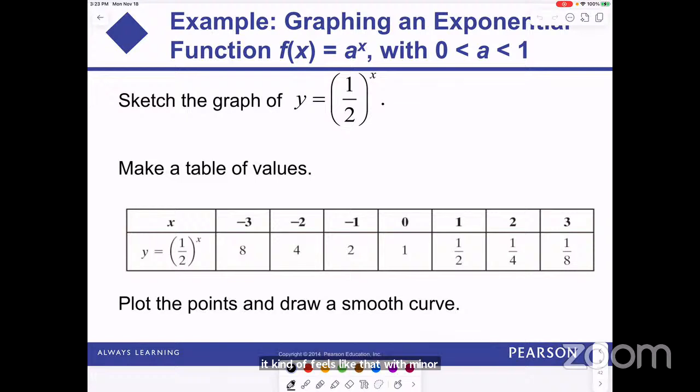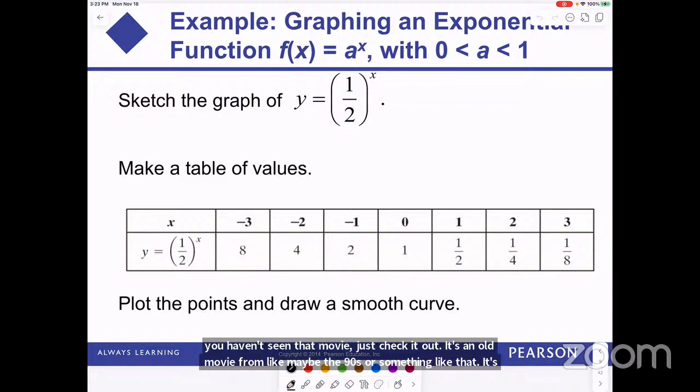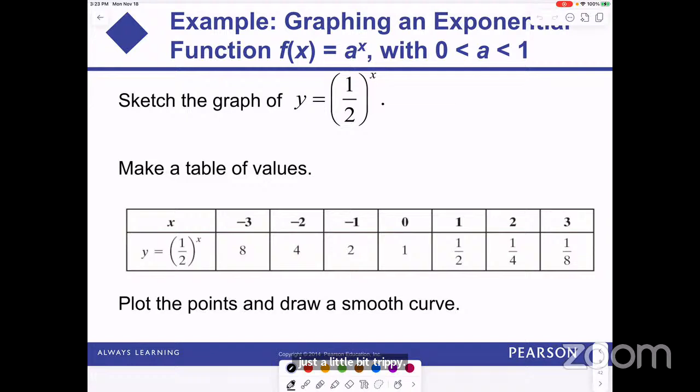So if you haven't seen that movie, just check it out. It's an old movie from maybe the 90s or something like that. It's a little bit trippy, kind of fun movie. But yeah, just thinking about consciousness and going to sleep and dreaming. It's like, how do you know you're not astral projecting and visiting another reality, right?